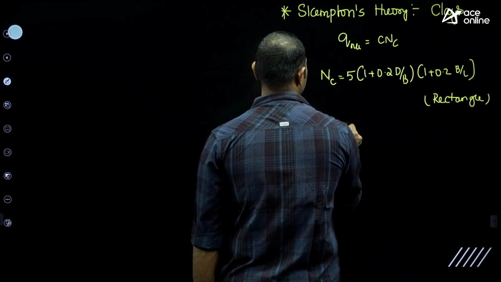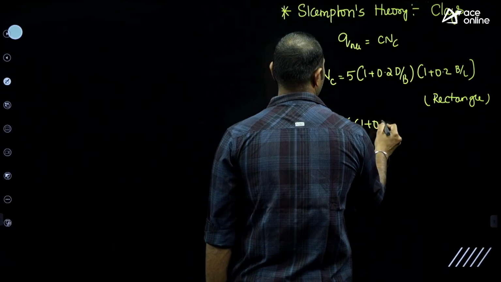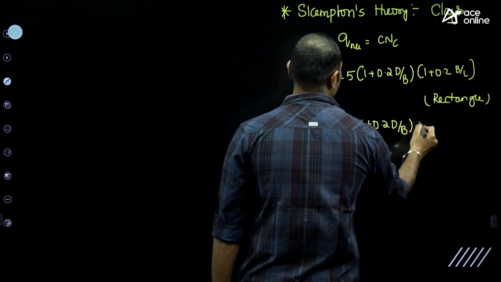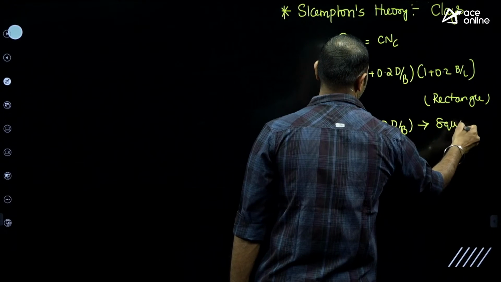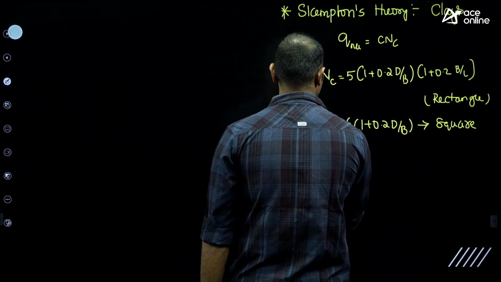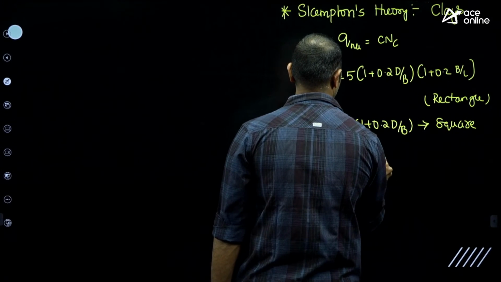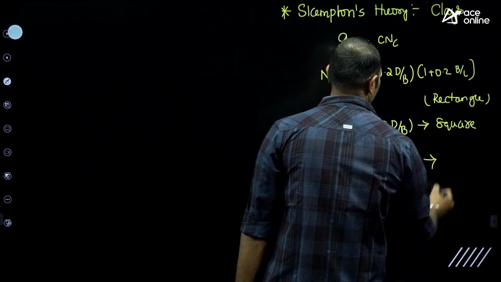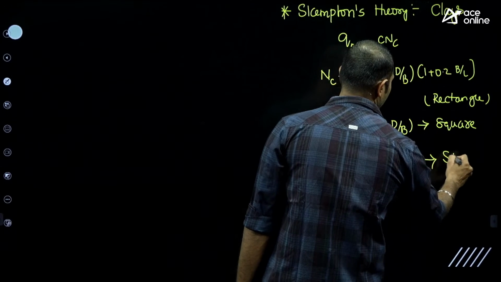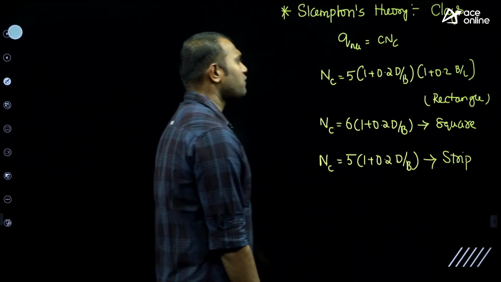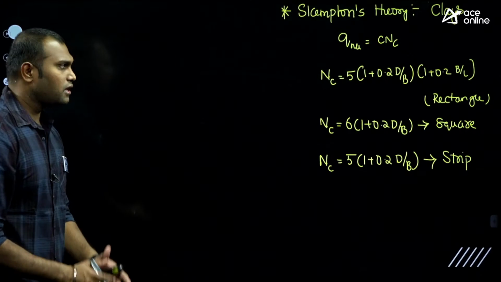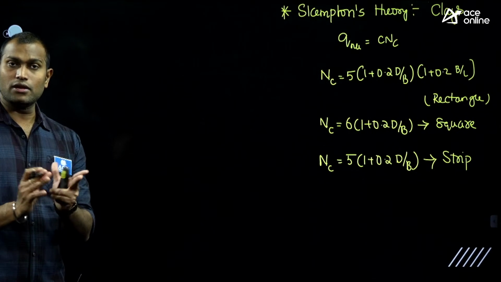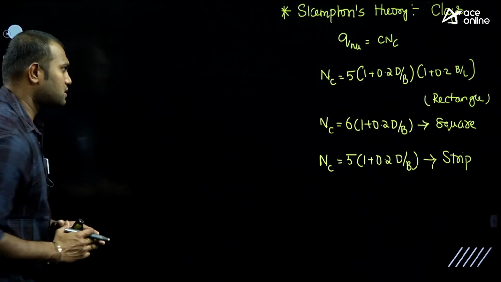And Nc is equal to 6 into (1 + 0.2 D/B). This is for the square. And Nc is equal to 5 into (1 + 0.2 D/B). This is for the strip. So that is only suitable for clays in Skempton's theory. If they do mention the Skempton theory, then only you go for Skempton's theory.